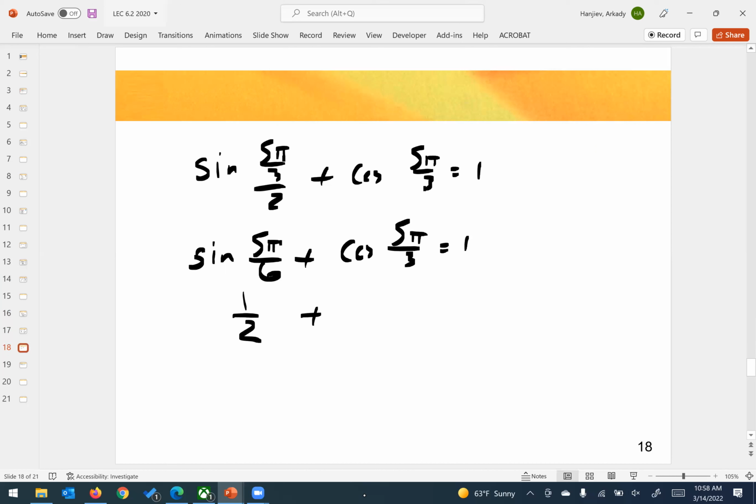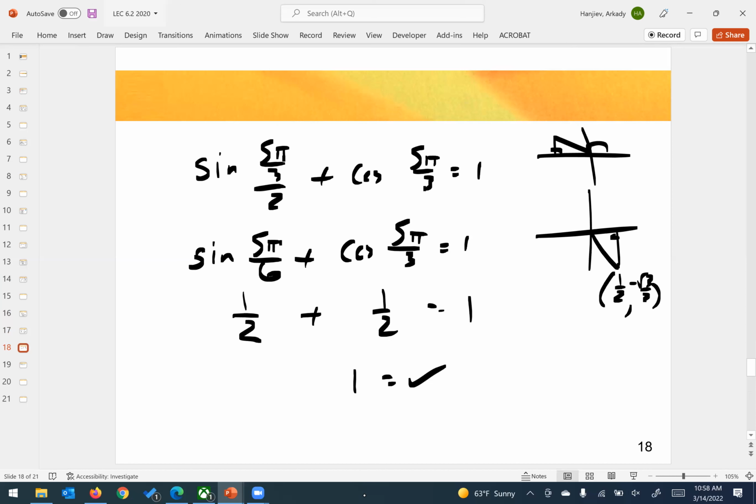Cosine of 5 pi over 3. So I got this one here. That's 5 pi over 3. Next one is 5 pi over 3 is down here. It's in quadrant 4. This guy is a positive 1/2. Is that right? Negative root 3 over 2. Hey, that is so cool. Look at that. All of them work here.